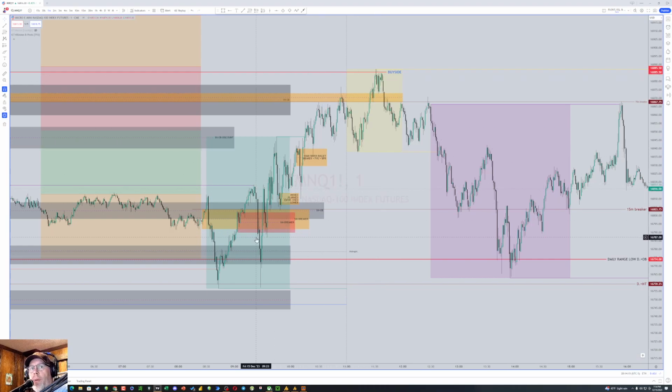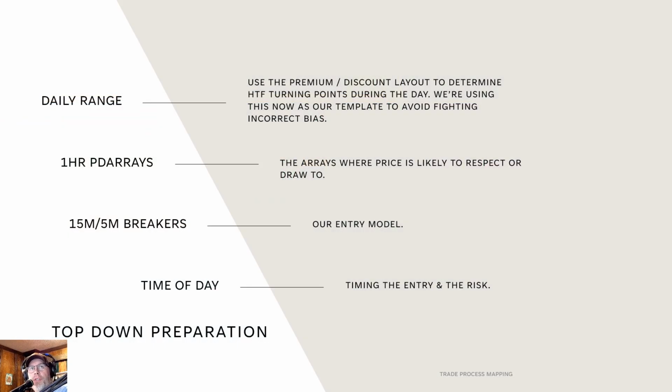So another great week, another great day, an example of using our daily range layout to determine high time frame turning points, using our template, the 1 hour PD arrays where there are nested 15-minute breakers, and then we just look for a lower risk one with a 5-minute using the same exact methodology. And then we just wait for time of day. That's it.